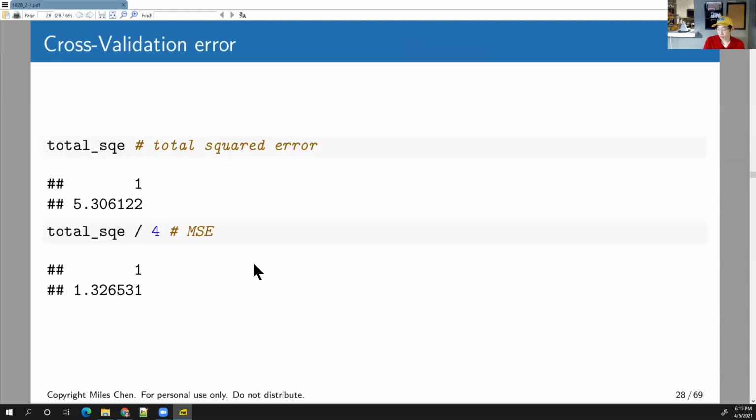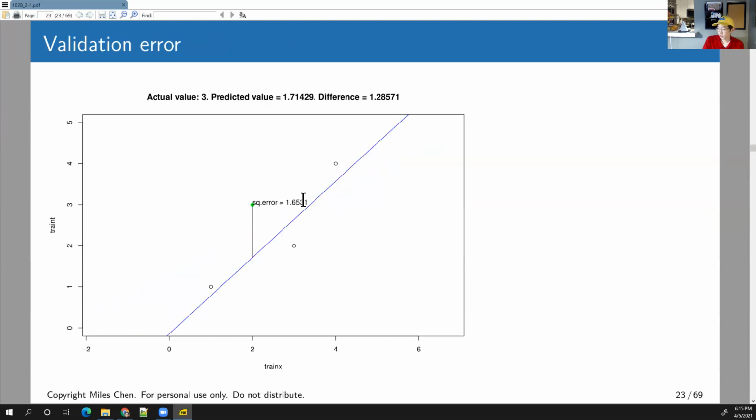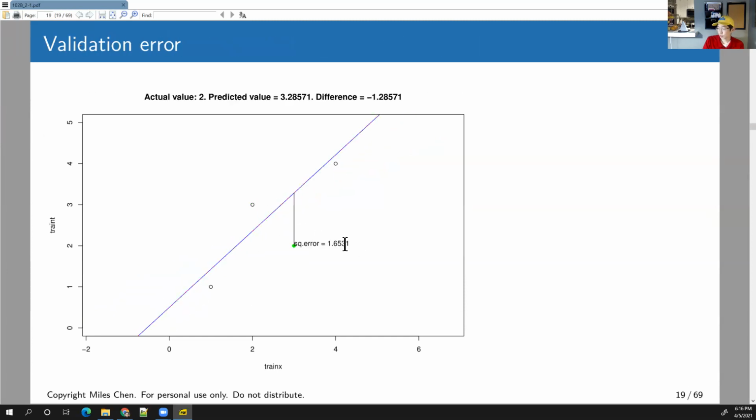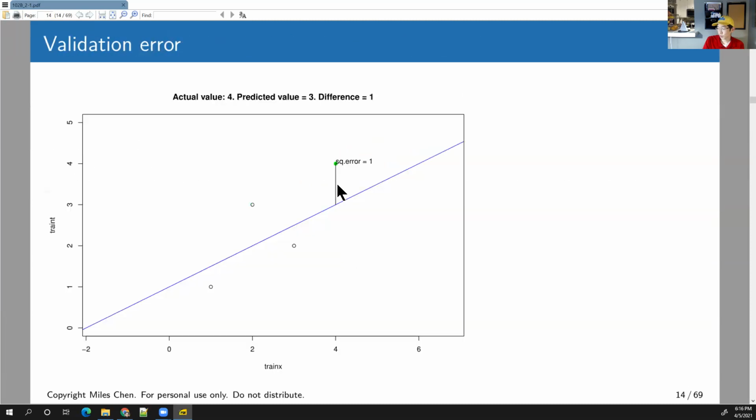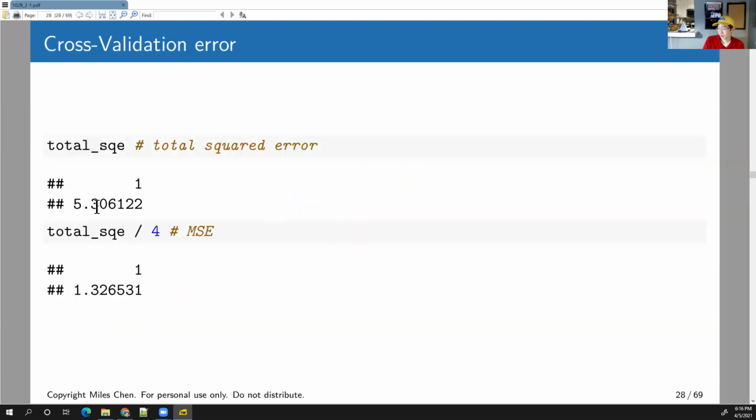If you add up all of these squared errors, we have 1 plus 1.6531 plus 1.6531 plus 1, which adds up to 5.306. If you divide that by 4, because we have a total of 4 data points, our cross-validation mean squared error is 1.3265.